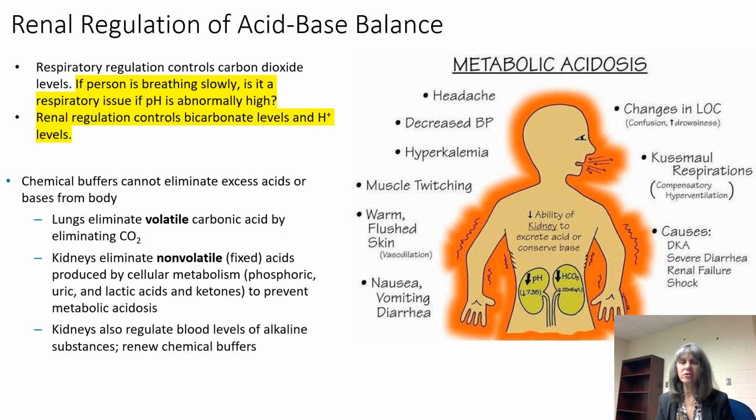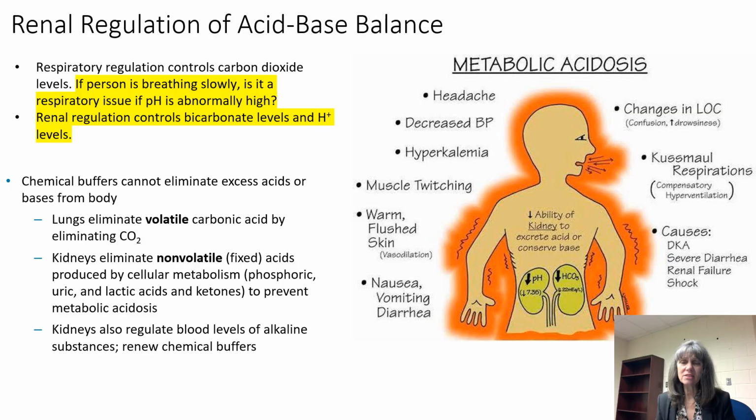So here we've got a picture of a person experiencing metabolic acidosis. And so he may be experiencing confusion and have an increase in drowsiness. His blood pressure is going to decrease. He may have too much potassium in the blood, hyperkalemia. Muscles may be twitching. Skin may be warm and red, have a flushed appearance. This person may experience things like nausea, vomiting, diarrhea. He may have a headache.